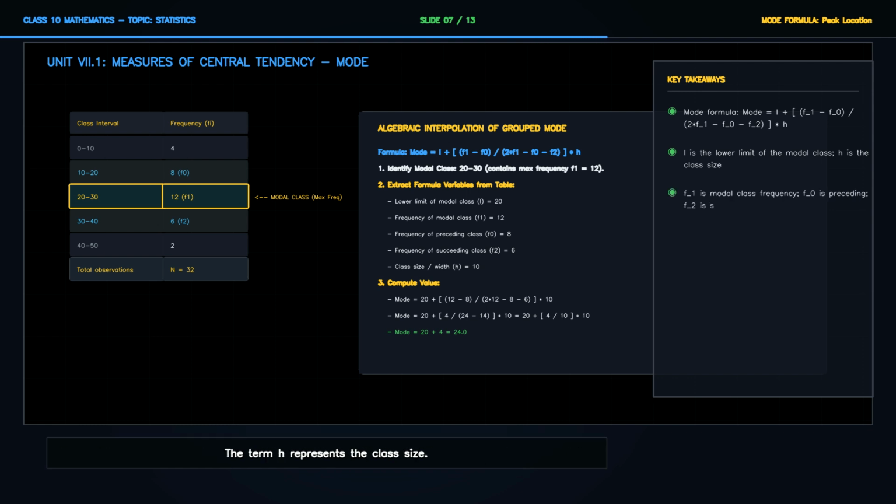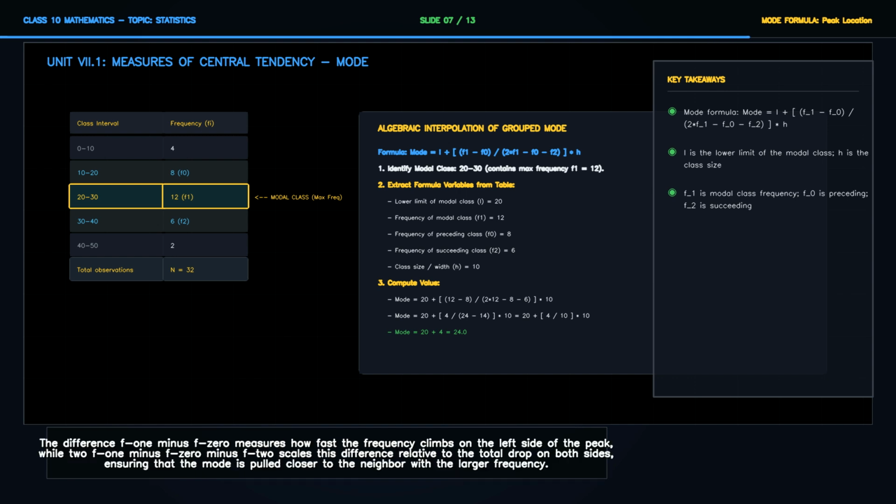The difference f1 minus f0 measures how fast the frequency climbs on the left side of the peak, while 2f1 minus f2 scales this difference relative to the total drop on both sides, ensuring that the mode is pulled closer to the neighbor with the larger frequency.